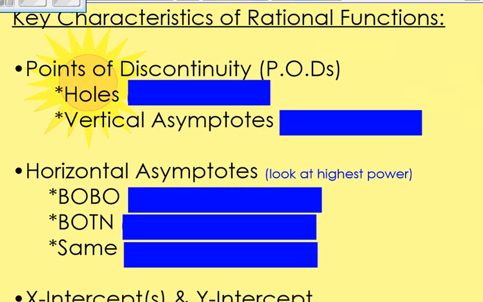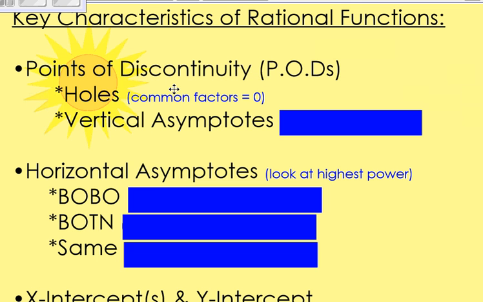All right, so in this video, we're going to be talking about the characteristics of a rational function. You will not have to graph in this class. We'll just be doing the characteristics. So points of discontinuity are going to be places where the graph is discontinuous, or is not continuous. So that means there's either going to be a hole or a vertical asymptote.